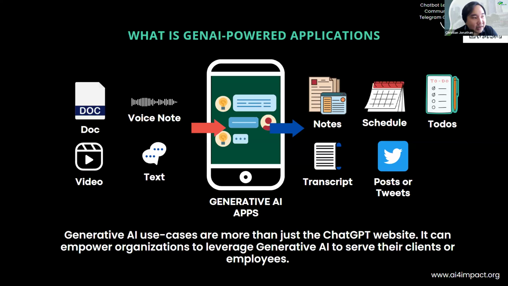Another thing that is popular among our community is how to build my own personal AI assistant, where I can record a voice note about my activities for the next 3 days, and it gives me an output of a schedule. So there are so many more use cases that we can develop on top of just using ChatGPT in your browser. This is what we call Gen AI powered applications. They can empower organizations to leverage Gen AI to serve clients or employees on a massive scale. This is what we are going to unpack for today's session.